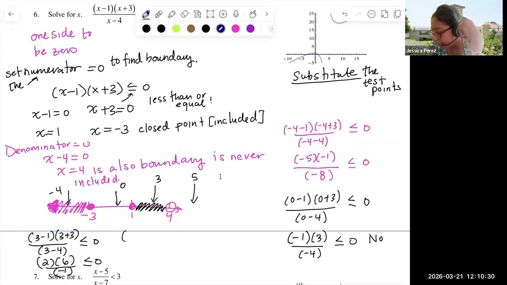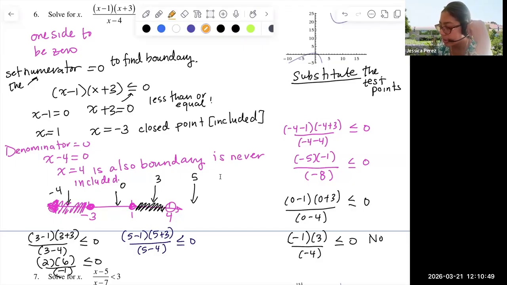If I try 5, it's going to be (5 minus 1)(5 plus 3) over (5 minus 4). Is that less than or equal to 0? No, they're all positive. So positive 4 times an 8, divided by a positive 1, that gives me something positive. So my solution is actually the shaded areas right here.